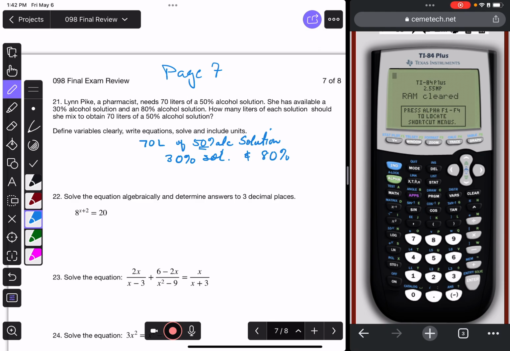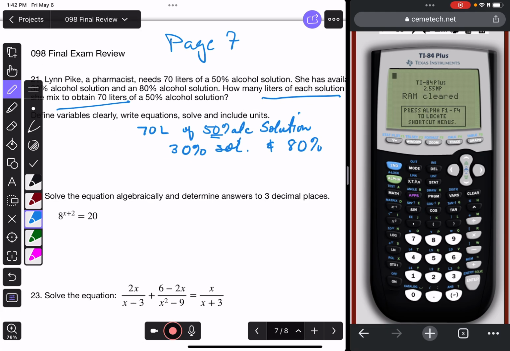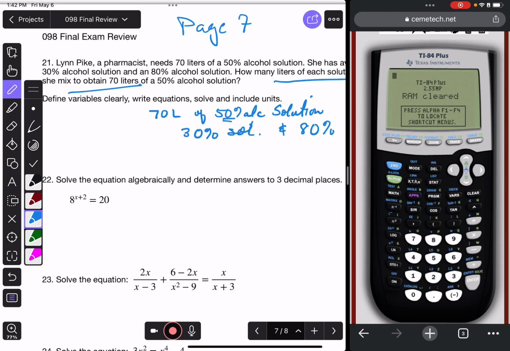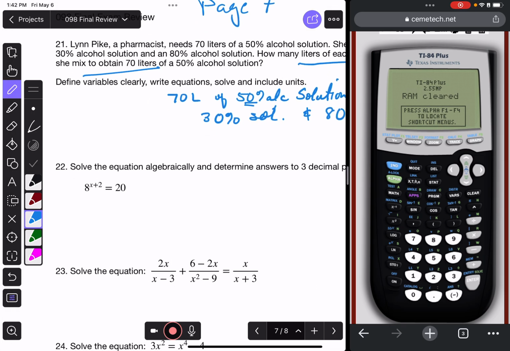In other words, if she put all the 30% into it, she'd have 30% alcohol. If she put all the 80% in, she'd have 80%. So if she does the right combination, she'll get just 50% alcohol out of her 70 liters. How many liters of each solution does she need to mix to get the 70 liters? So we're going to do this with two variables here, because how many liters of each solution?